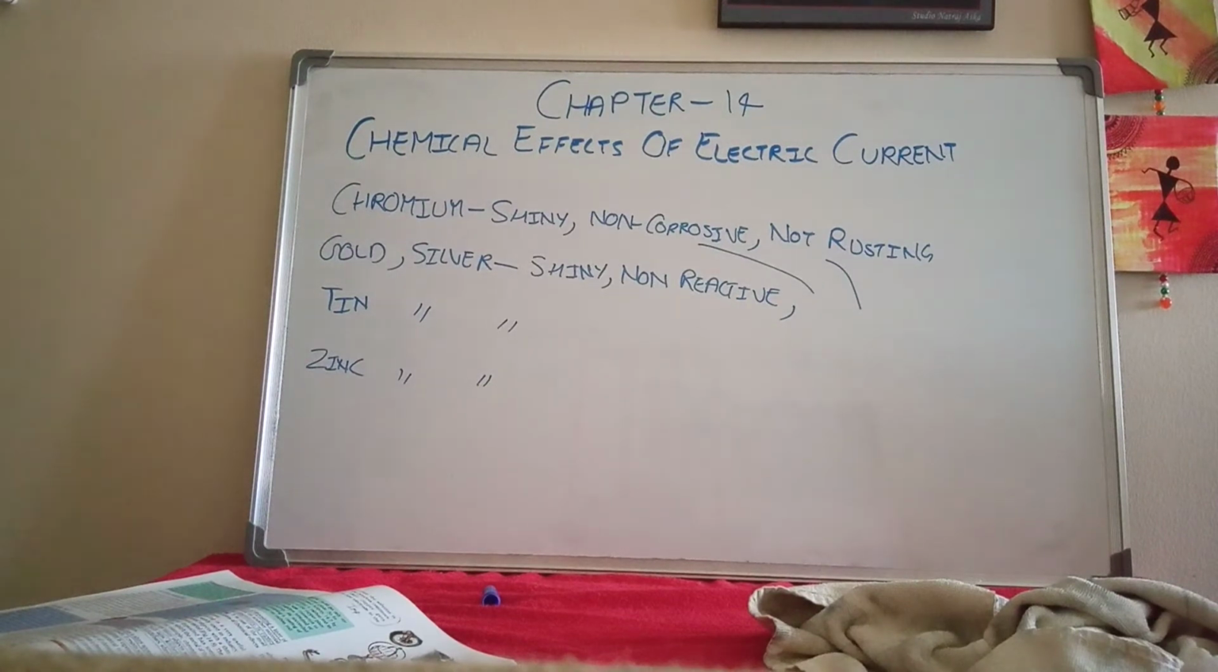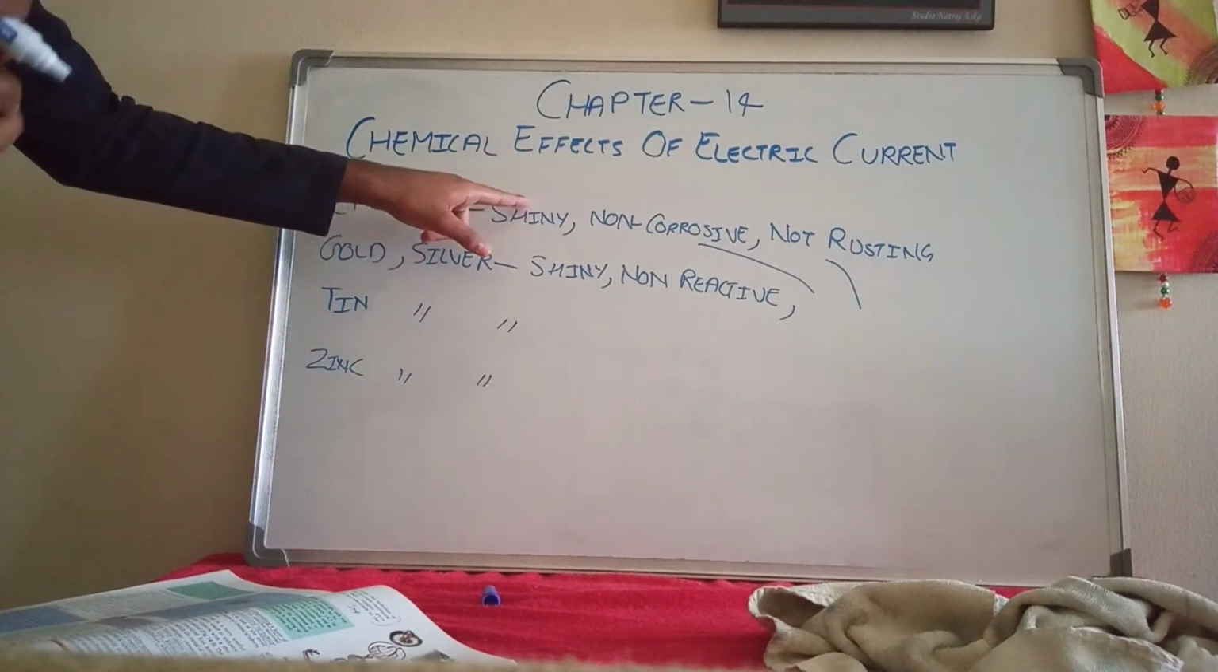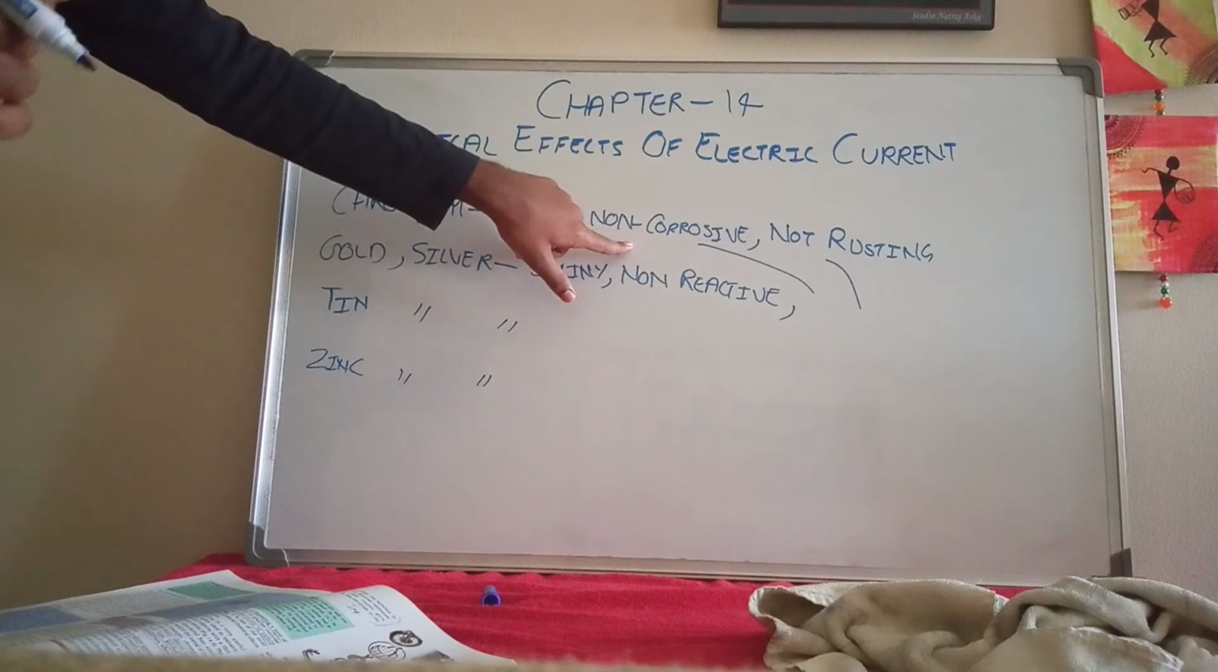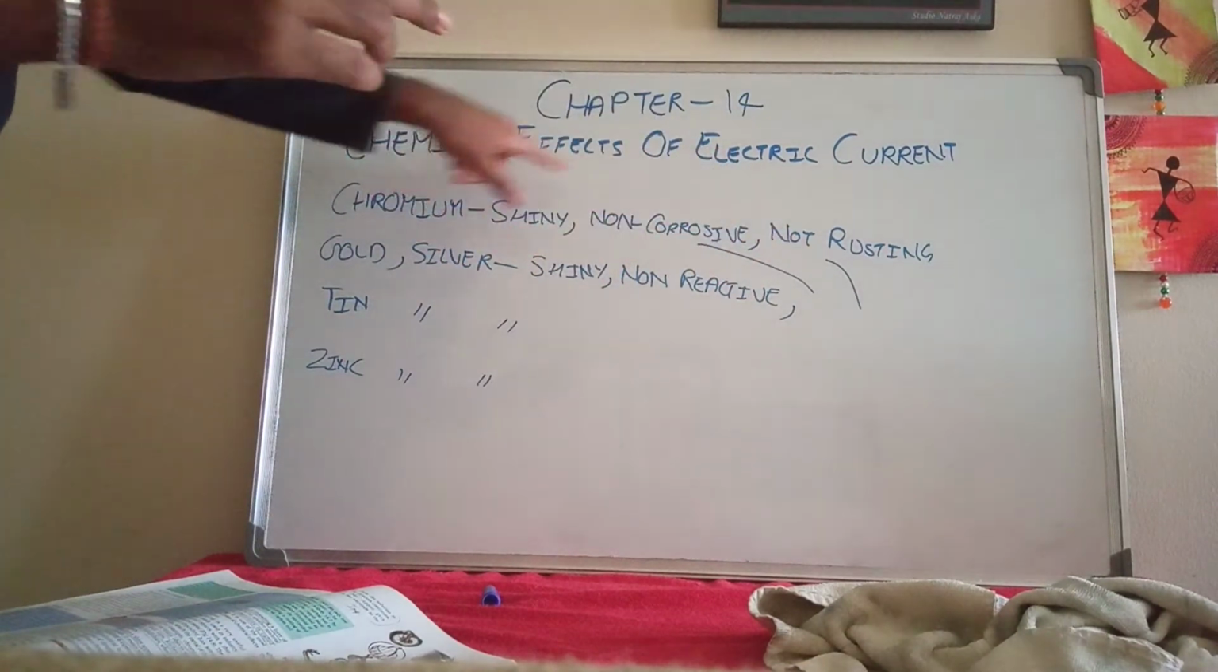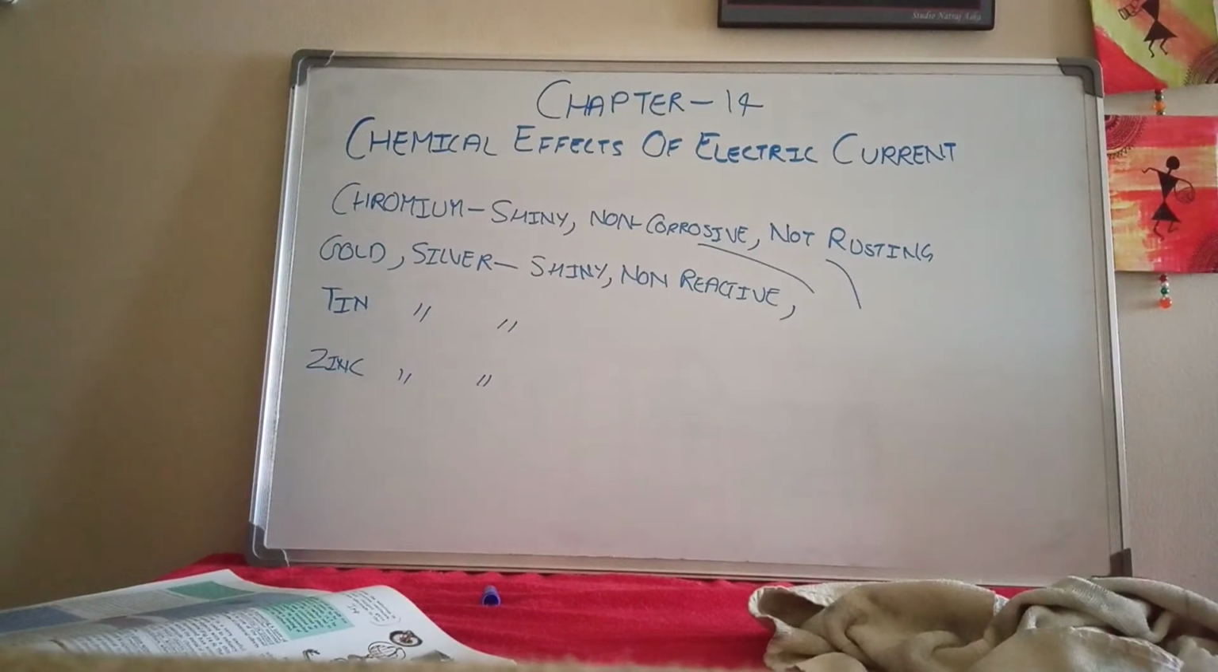So here, the most common five coatings. First is chromium. Chromium is highly used in utensils, handles of vehicles, bicycles, then bathtubs, etc. These are made from chromium because it is shiny and lustrous. It does not corrode like iron. It does not rust like iron. So these properties make it very useful for coating.